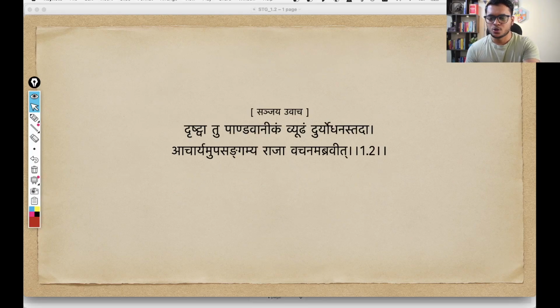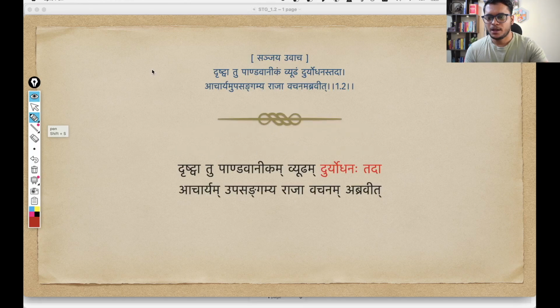So again, as you can see on my screen, I have the second shloka ready with us. Let me quickly go through it once. Sanjay Uvach, Drishtva tu Pandavanikam, Vyudham Duryodhanastada, Acharyam Upsangamya, Raja Vachanam Abravit. This was the original shloka in Sanskrit, and as we discussed in the last video, this here is the Sandhi Vichhed version of the shloka.